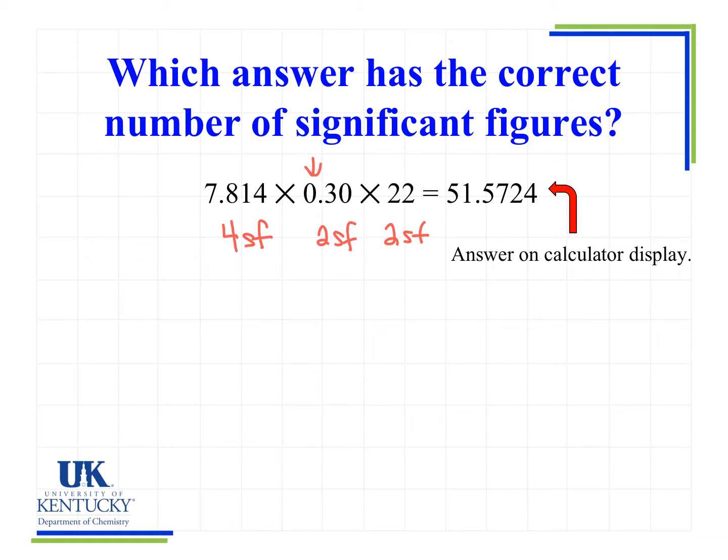Therefore, my answer can only have two significant figures in the answer. And as a result, I'm going to have to cut it here. 5 is the first number that's dropped, and so anytime we have a 5, we always round up. And so the correct answer will be 52.